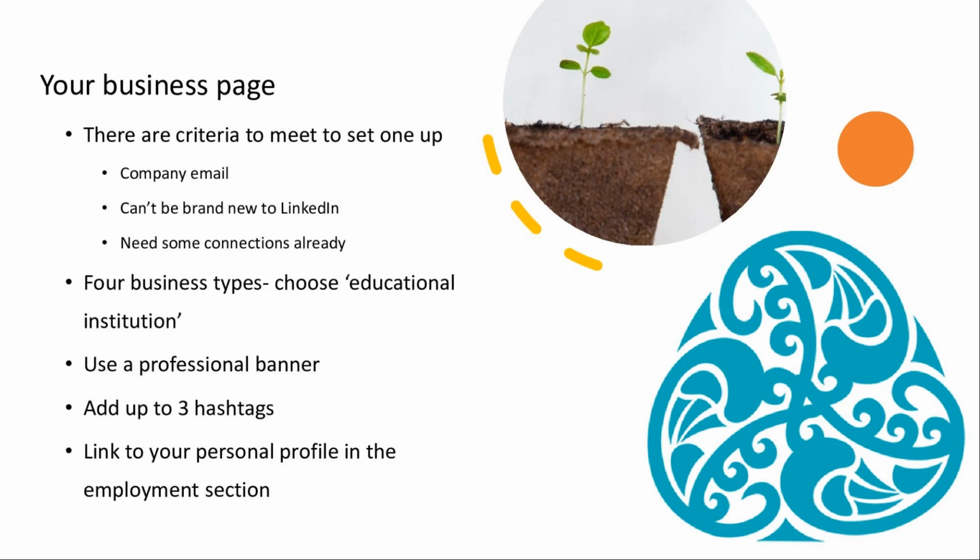Make sure you use a professional banner. Don't look at our business one because I stuck a photo of an avocado up there. I was doing an experiment. Anyway, ignore that. But make sure your banner looks professional and represents your business appropriately. And you can add up to 3 hashtags in the description of your business page. And I presume you all know what hashtags are. And those hashtags will make you findable in Google.